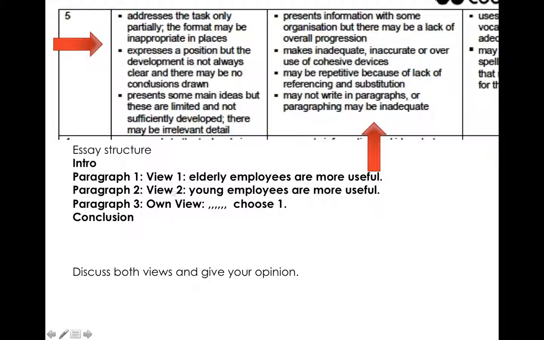Now, this says part. Does the task only part? We're going to do the whole task, so actually we can get better than a 5. And this will be better than a 5 because we have 1, 2, and 3, and they do both views, view 1, view 2, and then it does our own opinion. So there's our organization of our essay, and we can do better than a 5 on these.